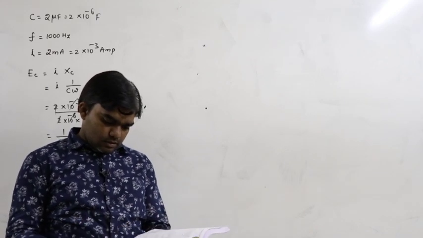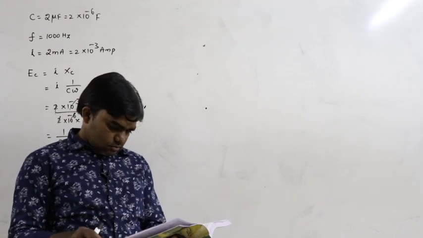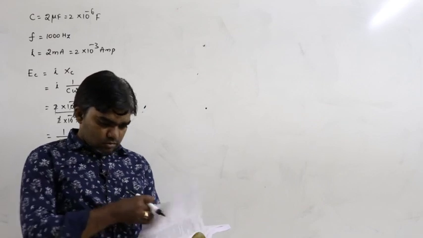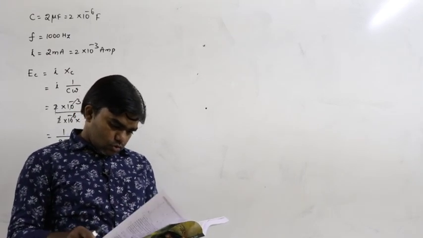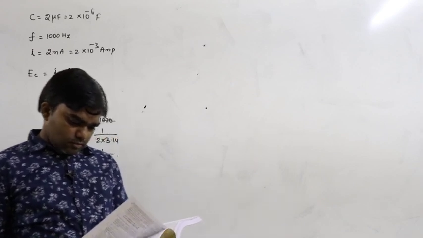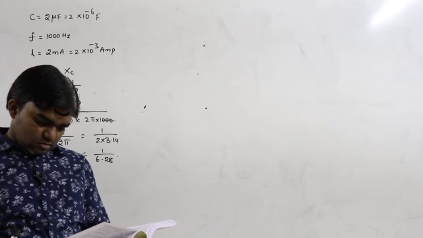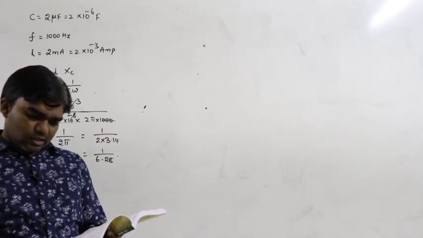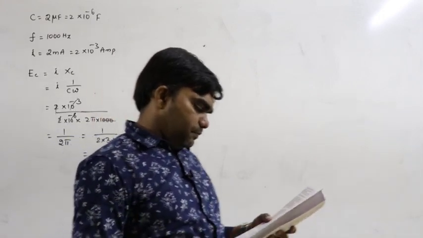Next, the problems on instantaneous, peak, RMS, average values of AC and DC, and transformer. The problems are very few. See here, AC, across page number 299.